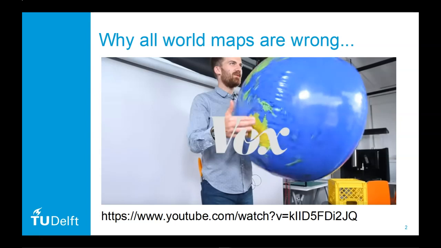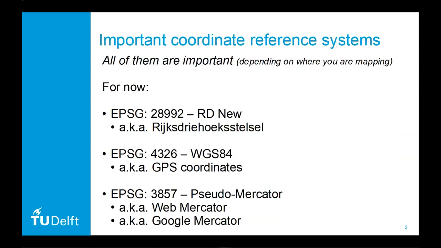For now, we're using QGIS, and there's just three coordinate systems that you really have to know about. That is the Dutch Rijksdriehoekstelsel, the coordinate system of the Netherlands. That is the one we're using most in the Netherlands. And then there's two international ones. There's what we call the GPS coordinates, World Geodetic System, 4326. That will give you just the latitude and longitude on a rectangular grid.